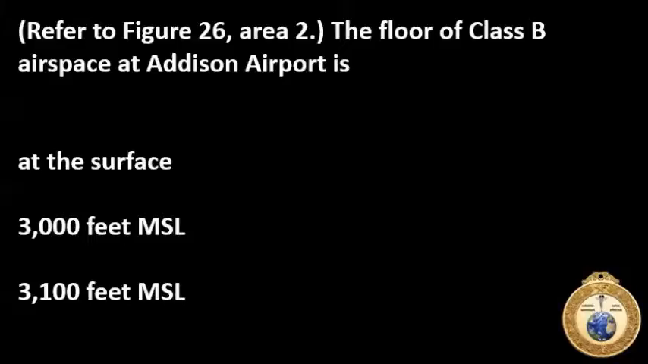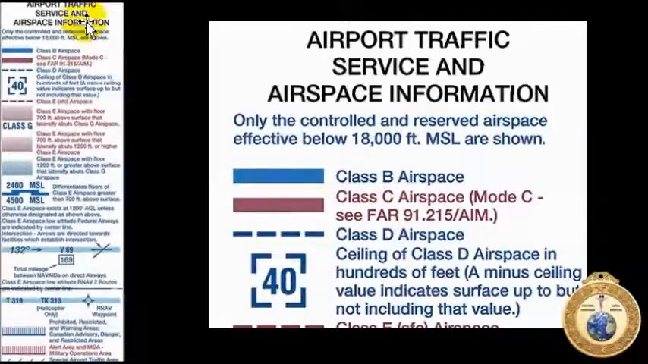Okay, the next question. Refer to Figure 26, Area 2. The floor of the Class B airspace at Addison Airport is: A, at the surface; B, 3,000 feet mean sea level; or C, 3,100 feet mean sea level. So first of all, we need to know what Class B airspace is. Again, we go back to our Airport Traffic Service and Airspace Information panel on our sectional chart, and we're looking for the different types of airspace.